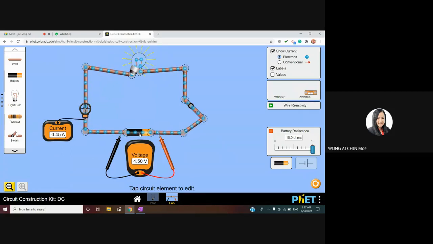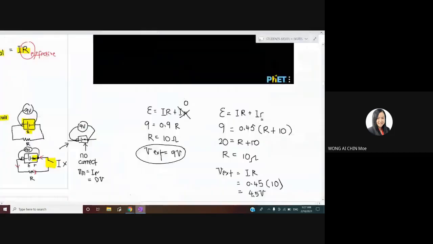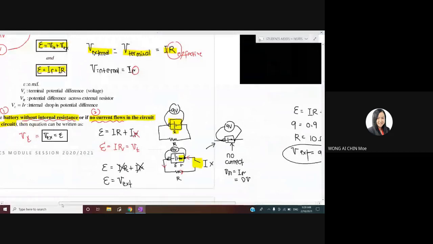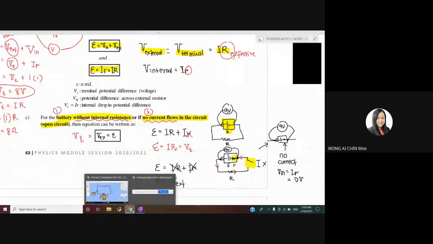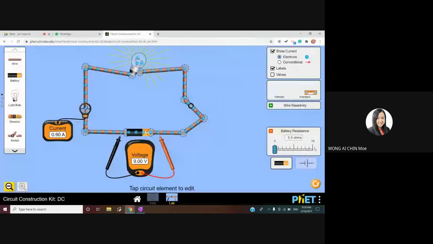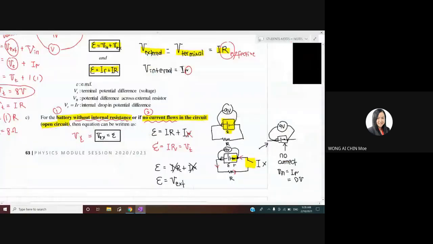Okay, so you can try, you can play around. Just now the question said, when will we get EMF equals to V external? That is when the battery is without internal resistor. If we change the battery's internal resistor to 0, your V will go back to our EMF.